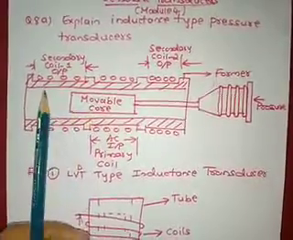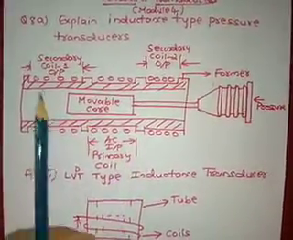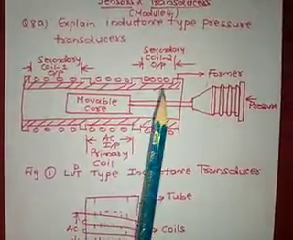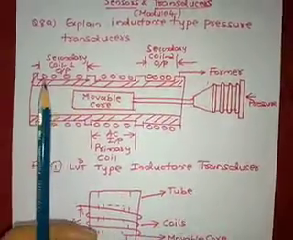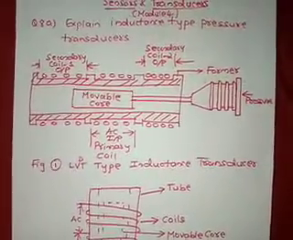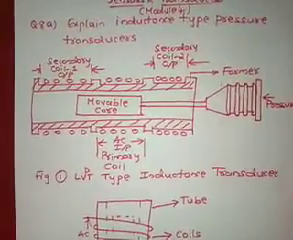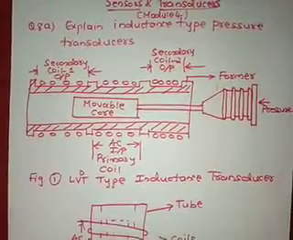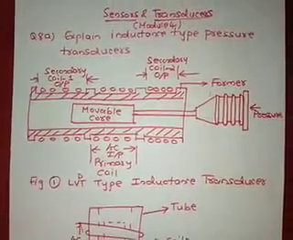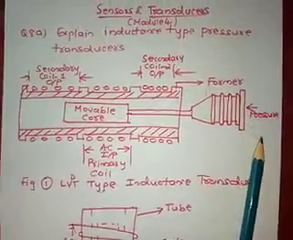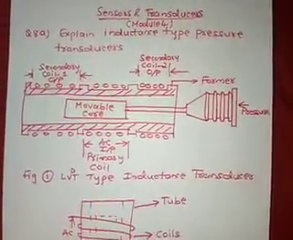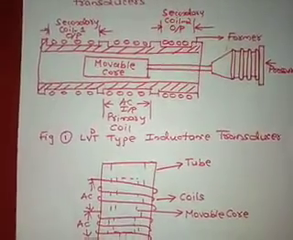When the core moves, it links the primary flux with the two secondary coils. So the voltage induced in secondary coil 1 and secondary coil 2 will be different. The net output voltage will be the difference between the two output voltages. This output voltage indicates how much pressure has been applied to the bellows. That can be measured by measuring the net output voltage.